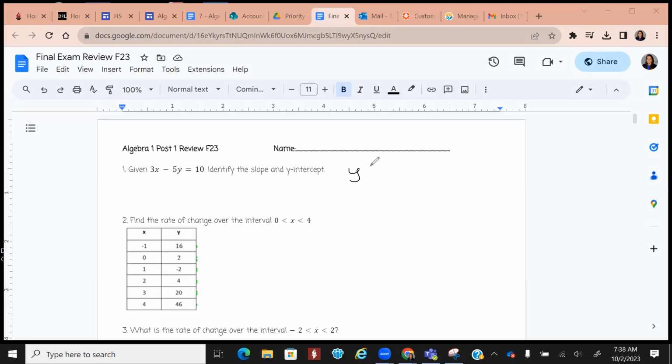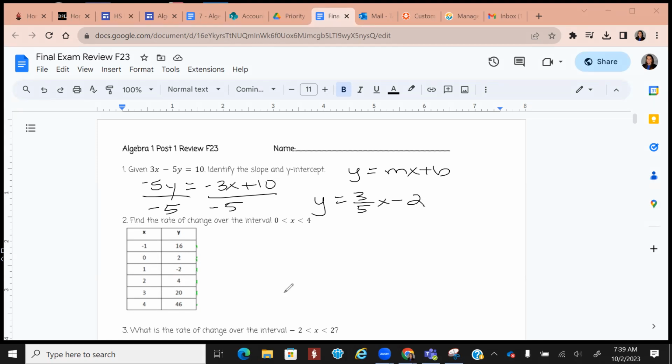The first thing we want to do is we want to write this in y equals mx plus b form. I'm going to rearrange this. I'm going to move the 3x to the other side. And so that's going to give me negative 5y equals negative 3x plus 10. So I move the 3x by subtracting it. I'm going to divide by negative 5. And so that's going to give me y equals, this will make positive 3/5 x plus 10 divided by negative 5 is negative 2. So what's the slope? Well, the slope is this 3/5. And then here's my y-intercept.